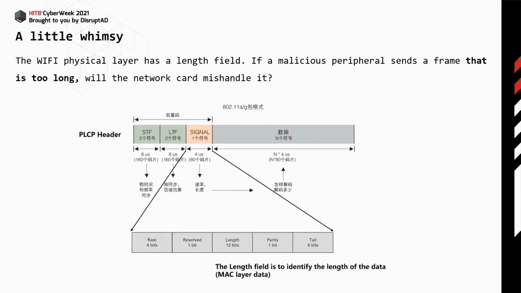This is just an idea I had when I was analyzing the Wi-Fi protocol, and it has not been verified. We know that there is a length field in the physical layer protocol of Wi-Fi that indicates the size of the data behind the PLCP header. Will there be some network cards that handle it incorrectly, leading to unexpected behavior?